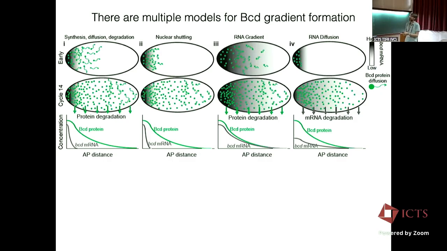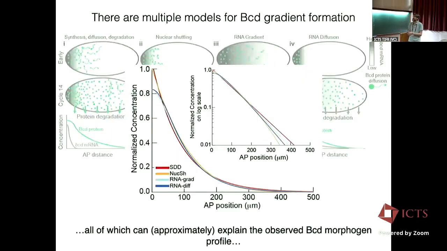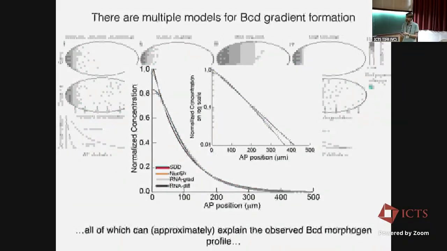Another way is that rather than transporting the protein, you just have a gradient of mRNA. So you make your protein where you want it to be. And then finally, you could even imagine that the RNA itself diffuses through the embryo to set up a gradient, and then the protein again is made where you want it to be. And the key thing here is that all these models, if you use reasonably realistic parameters, generate a nice exponential gradient through the embryo. And so people use it to argue that all of these, there have been different papers arguing for these models.